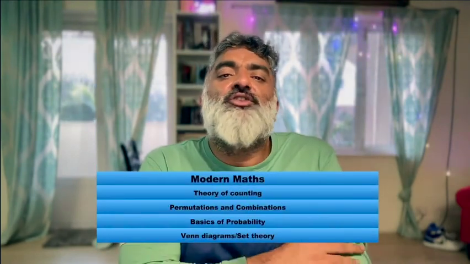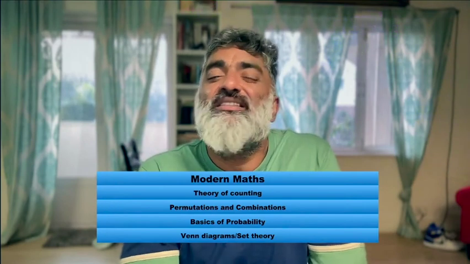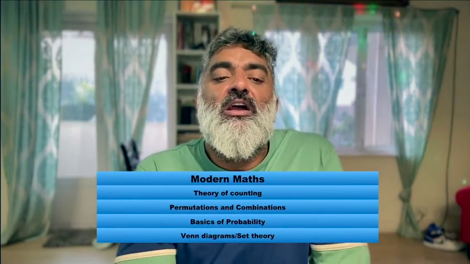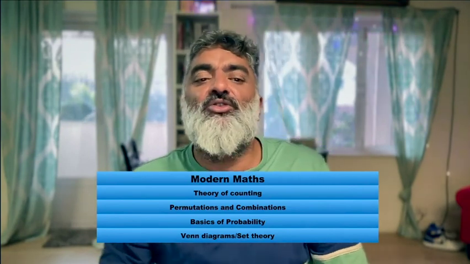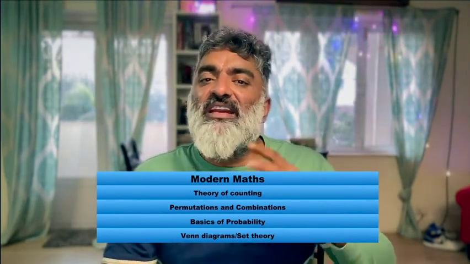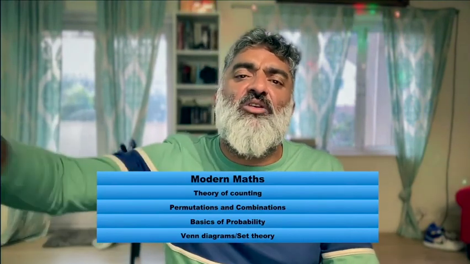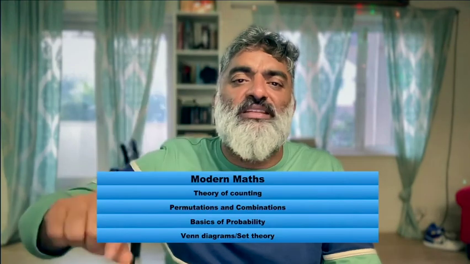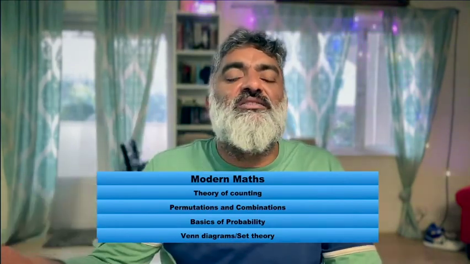In modern maths, we have theory of counting, permutation and combination. We have basics of probability, and Venn diagram, set theory, etc., and any other miscellaneous topics. So again, for CAT purposes, it's very, very limited. If you ignore calendar and these kinds of problems, it does not matter, because they're too specific to only one topic, one tool, and it's a game. You figure out the game, then it's very, very easy, right?